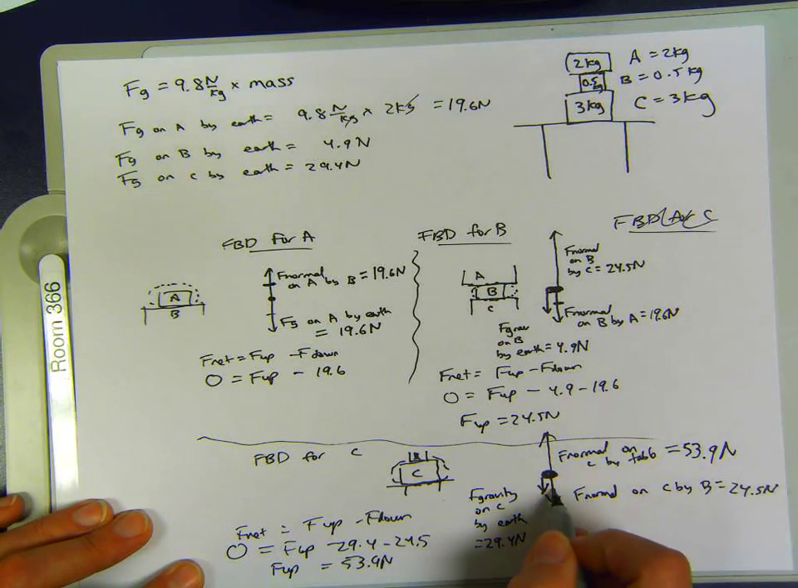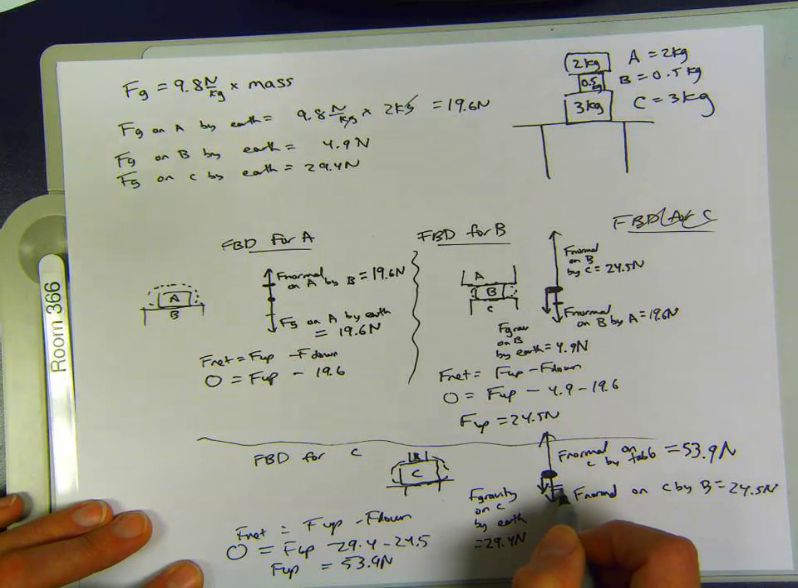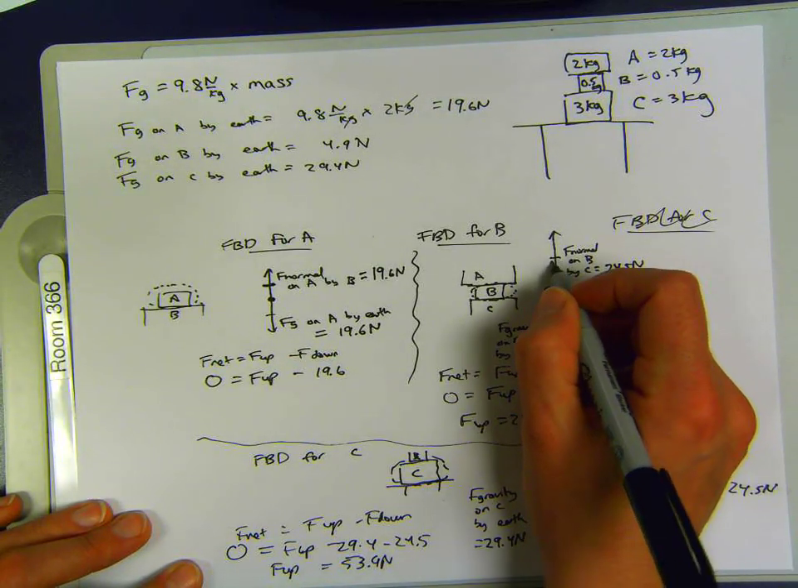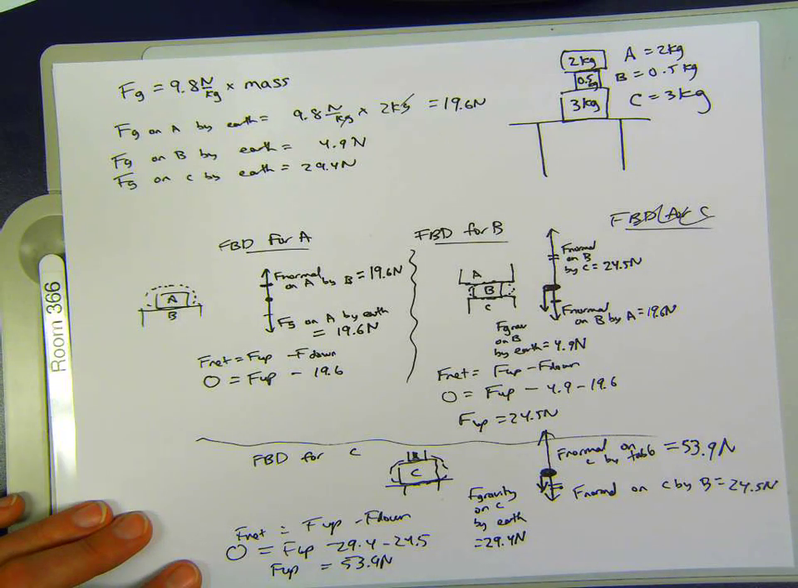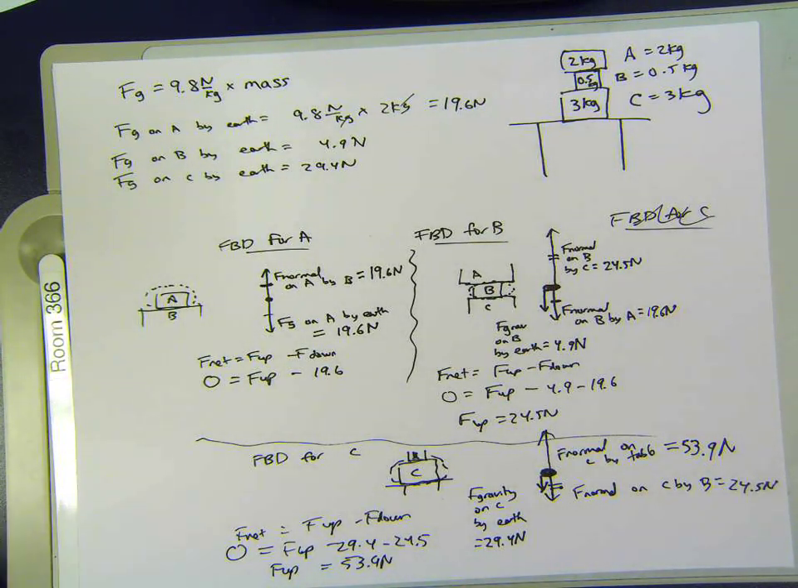Again, we got that by saying the normal force on C by B is equal to and opposite of the normal force on B by C. So we had to utilize Newton's third law along with those net force equations. Hope that helps.